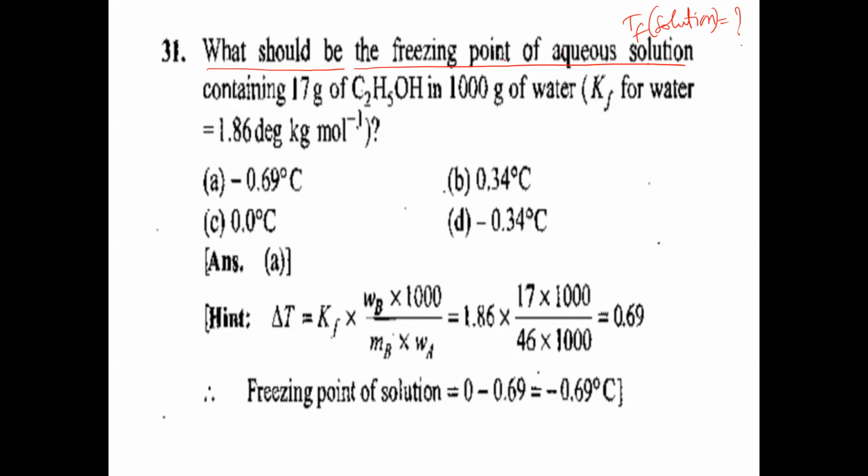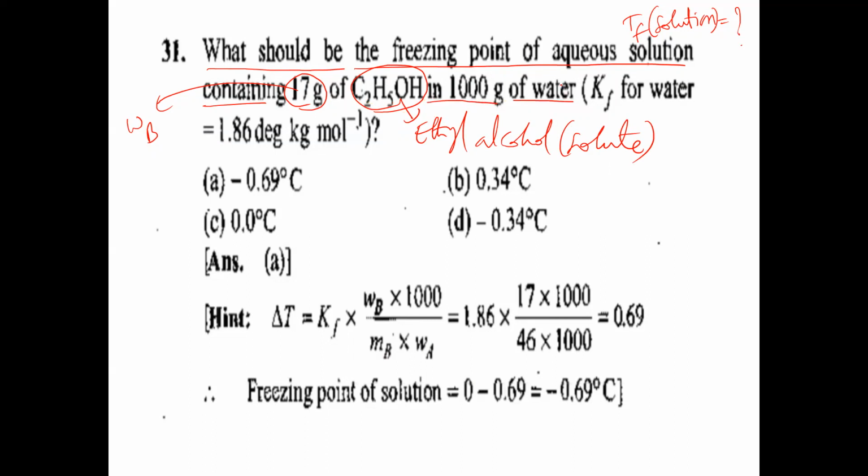What should be the freezing point of aqueous solution containing 17 grams of ethyl alcohol? What is this 17 grams here? Weight of solute is given, 17 grams of ethyl alcohol. And ethyl alcohol is the solute. 17 grams of ethyl alcohol in 1000 grams of water. So the solvent is water here, and this 1000 grams is the mass of solvent.